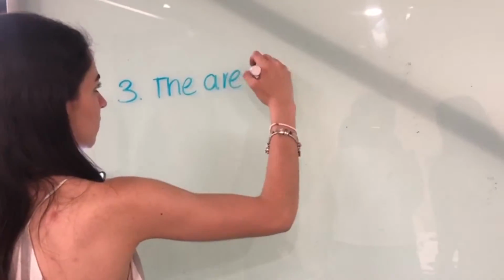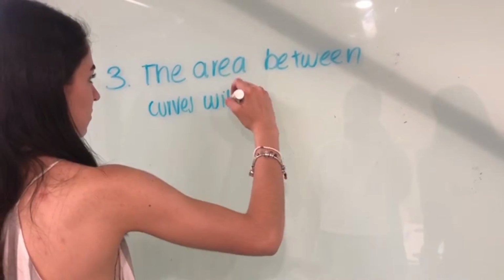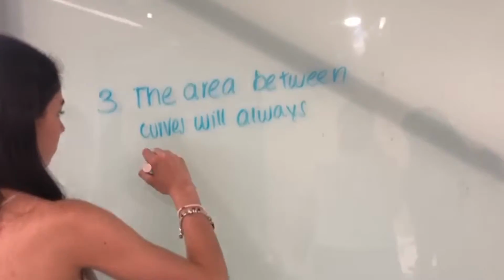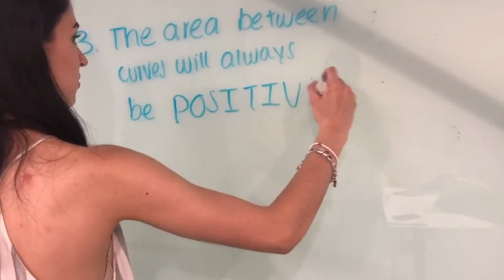Finally, unlike the area under a curve, the area between two curves will always be positive. If we get a negative number or a zero, we can be sure that we made a mistake somewhere, and we will need to go back and find it.